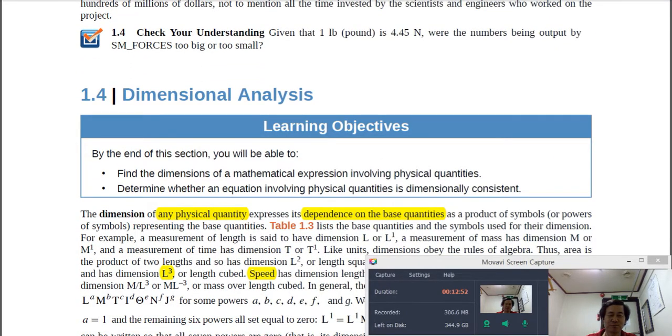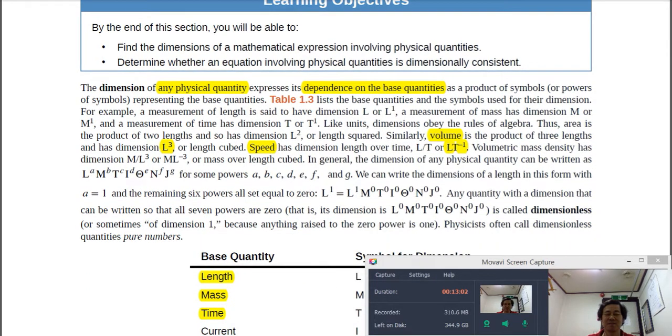Let me move on to section 1.4, dimensional analysis. You remember physics is based on measurement, and we measure physical quantities, and we define the dimension of a physical quantity as its dependence on base quantities. You remember in mechanics we have 3 base quantities: length, mass, and time. So for the volume, you know that volume is the cube of the length, so we say L cube.